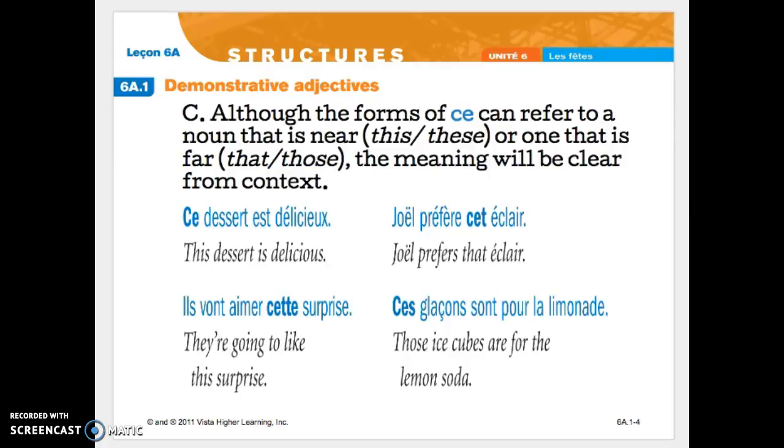Although the forms of ce can refer to a noun that is near or one that is far, the meaning will be clear from context. These are samples that you would translate into English just depending on the conversation that you're having. However, in French, they only look one way.